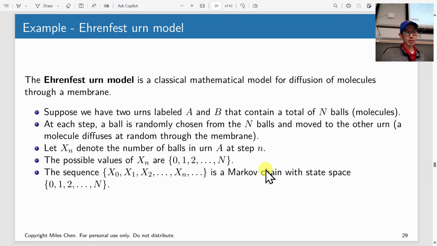And our random variable, X_n, will be the number of balls that are in urn A at time n, okay? And so you could have anywhere from 0 up to N balls in that urn. It's possible that every single molecule is in urn A, and your value would be N. And it's also possible that every single molecule is in urn B, and your value for A would be 0. Those are unlikely, but it is possible. All right, and so we just want to see what that sequence of values is, and our state space of possible values is anywhere from 0 to N.